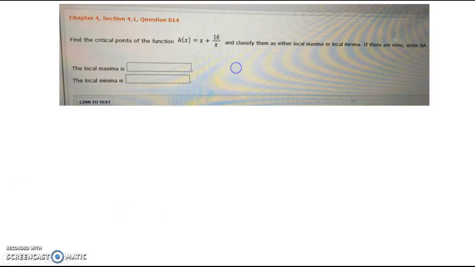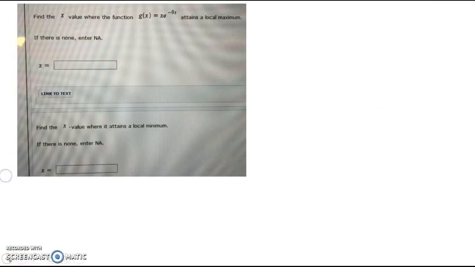It says, find the x value where this function attains a local maximum or a local minimum. Oops, sorry, let's go back. So the first thing we need to do is take the first derivative. So I rewrote this as x over e to the 9x. And I'm going to use the quotient rule.